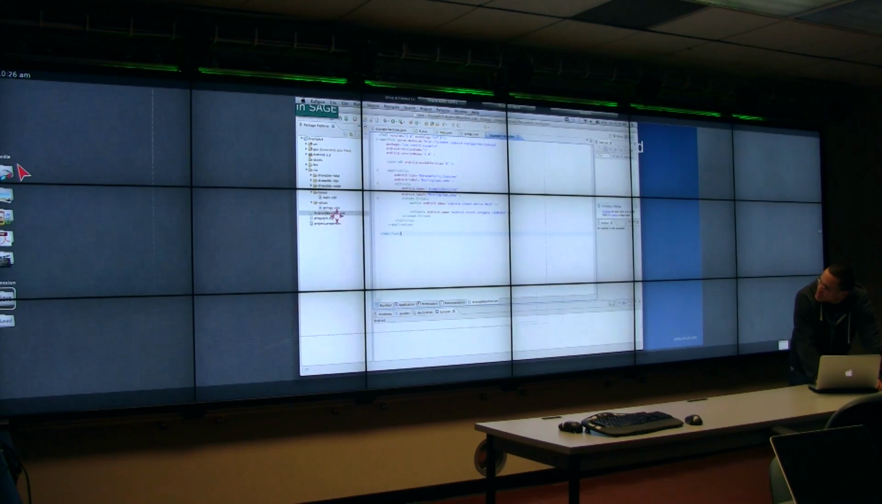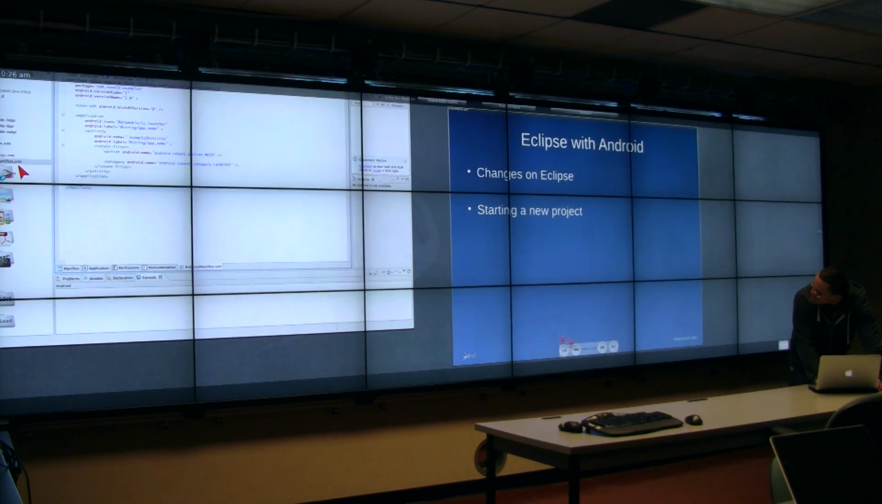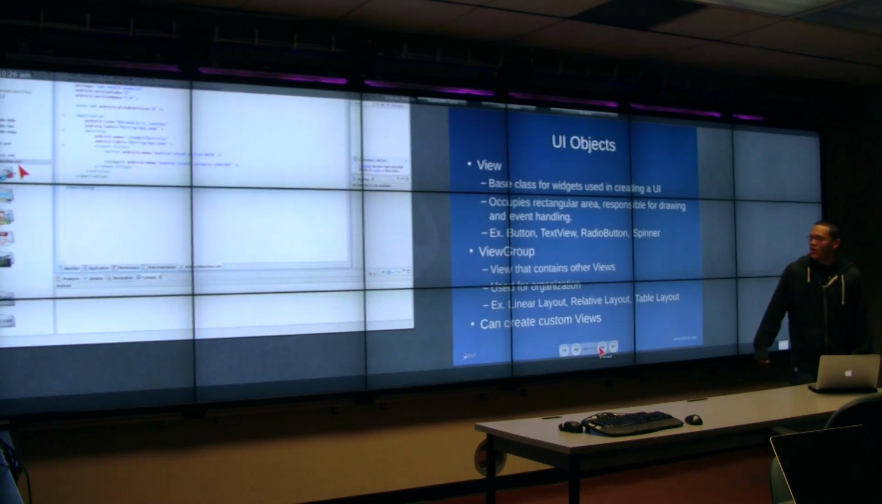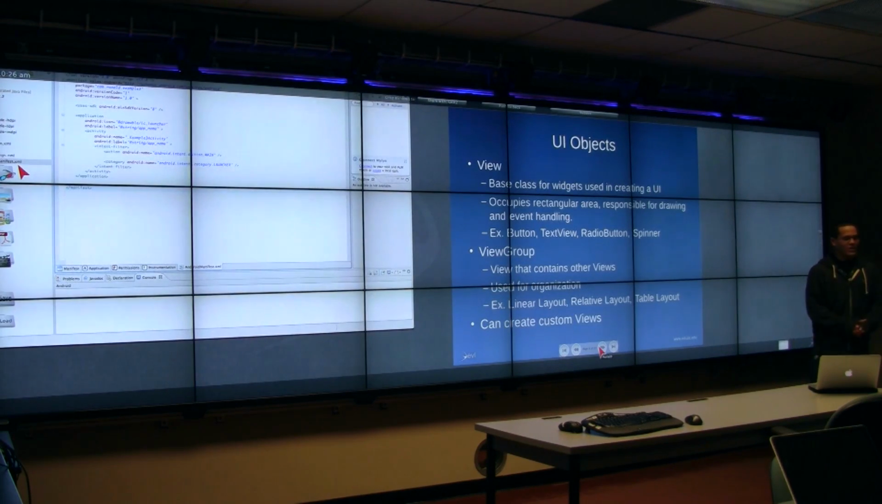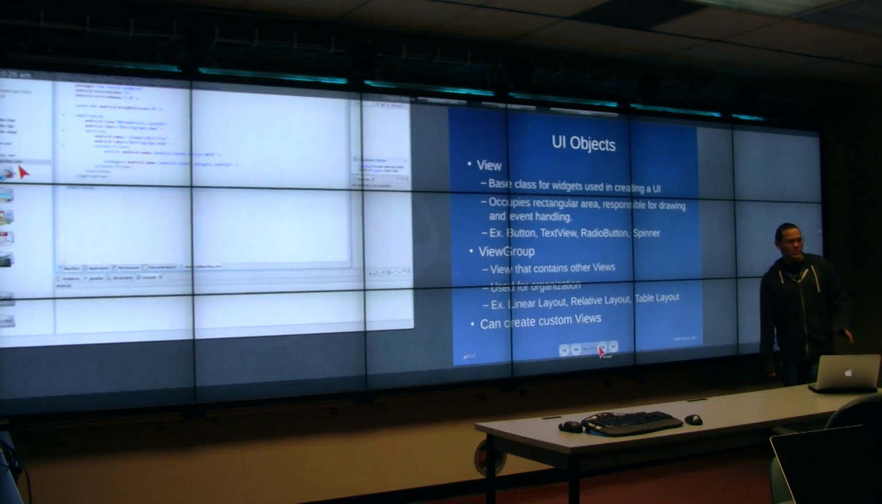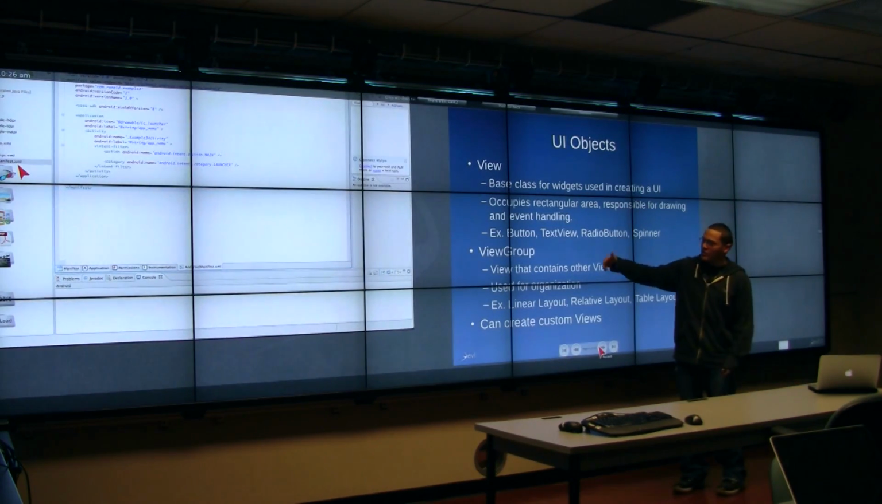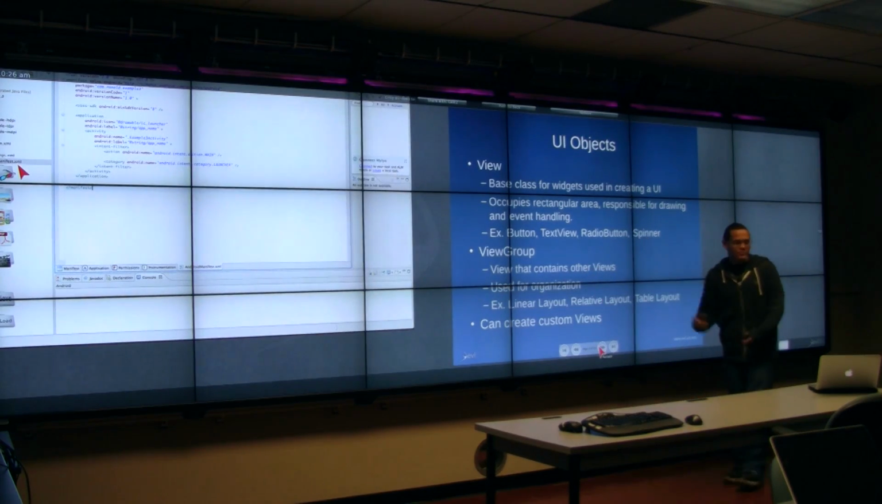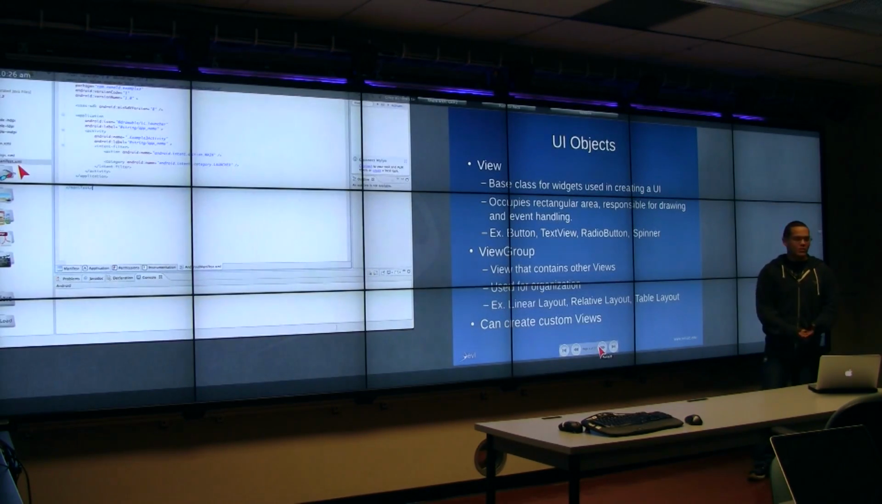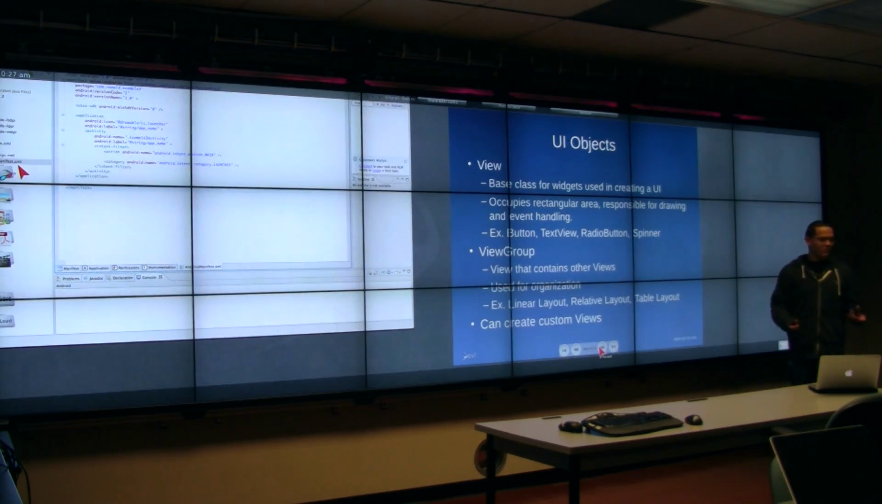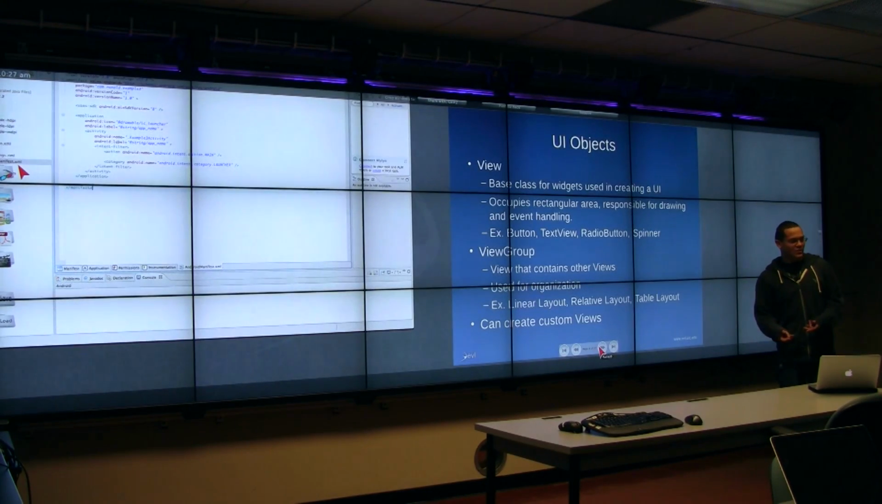Let me head back to the presentation. So, you kind of have something started. What you'll usually do is create a UI to start off with. So I'll go over a couple of classes that handle the UI objects. You have a View class as well as a ViewGroup class. The View class is just the base class for all widgets. It's what you put into your UI objects. So buttons are views, spinners are views, as well as radio buttons and text. A view is just a rectangular space that handles events as well as draws itself on the screen.